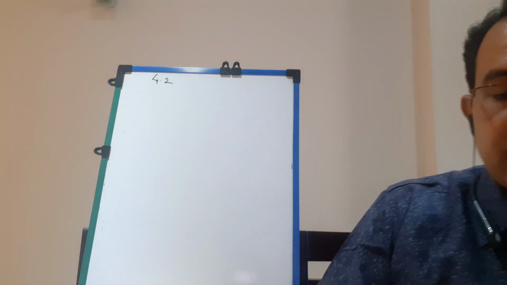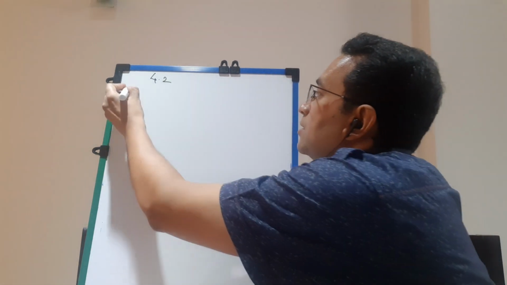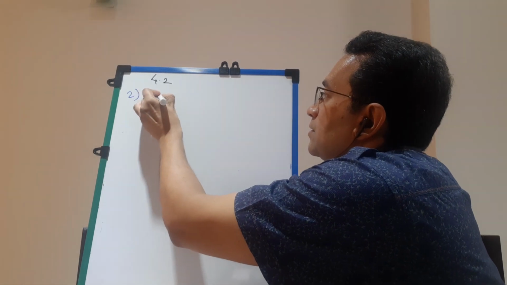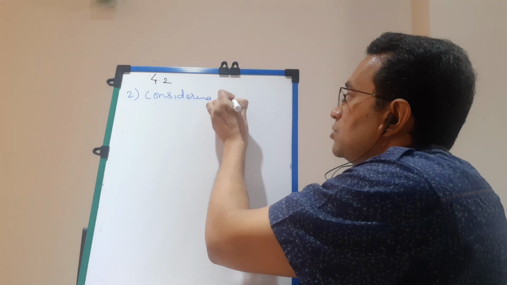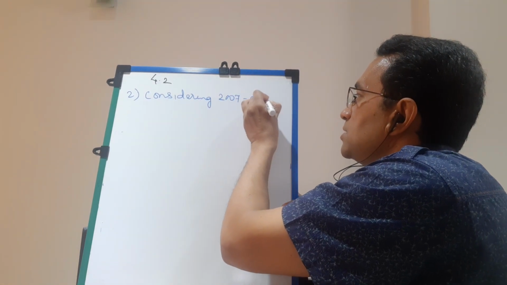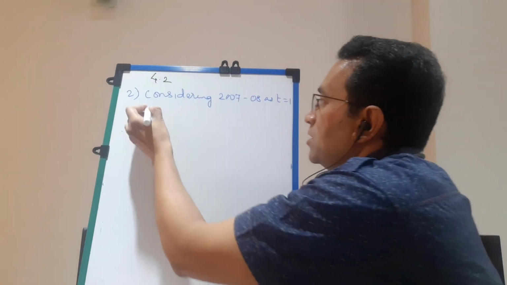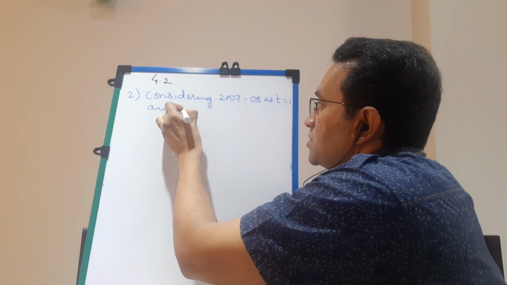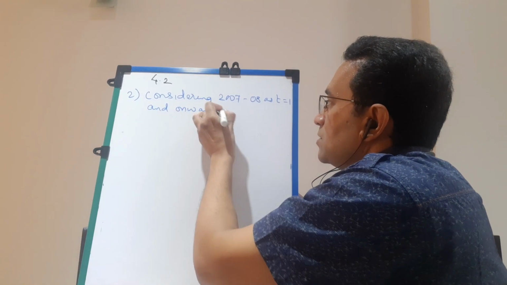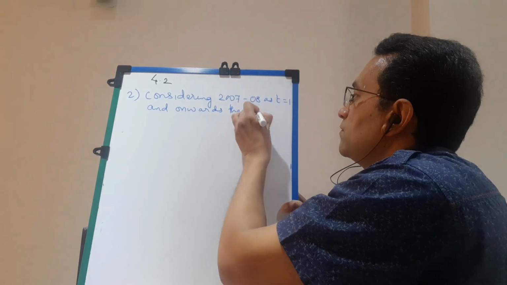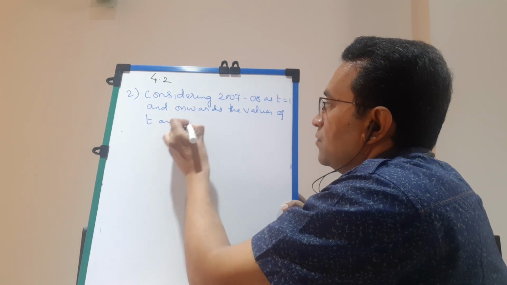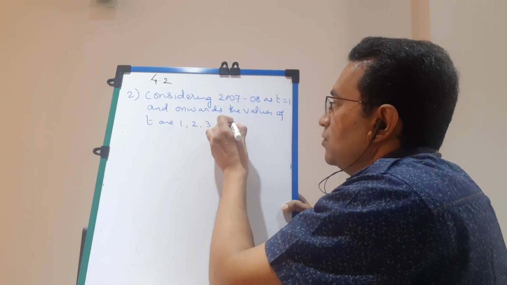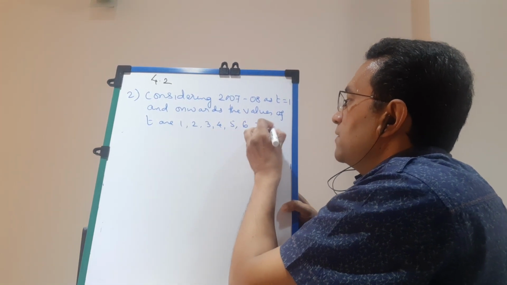So let us start with the first step. Considering the year 2007-8, t is equal to 1, and onwards the values of t are 1, 2, 3, 4, 5, 6, 7 and 8.